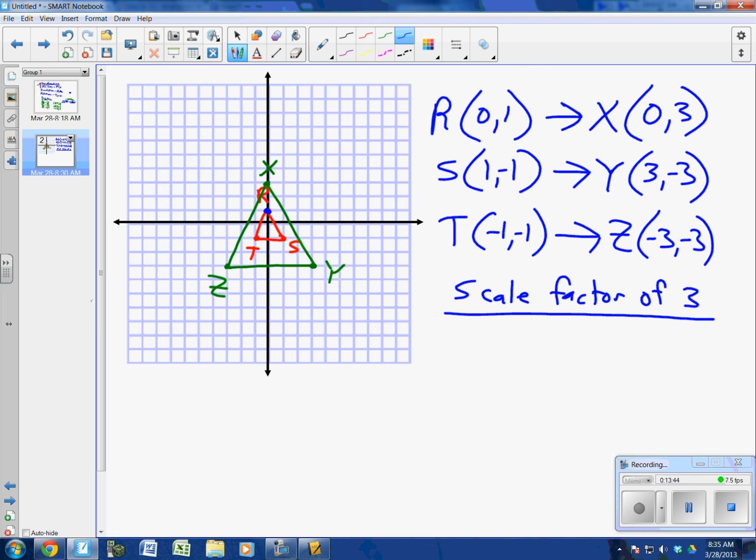And then it says a dilation is a similarity transformation. Therefore, what? Are these two figures similar? I'm going to write down in that blank. Therefore, triangle RST is what? Similar to triangle XYZ. That's what you're going to write right there.